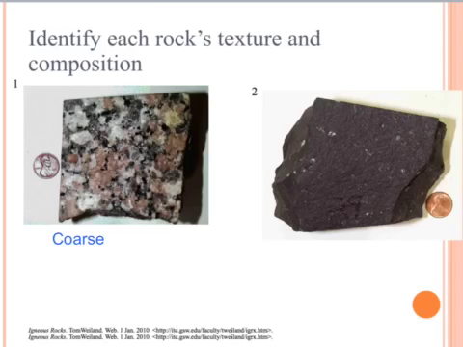Next, tell me the composition. Your choices are basaltic, granitic, or intermediate. The answer is granitic, also known as felsic. The reason for this is because of the pink mineral. The general rule of thumb: if there's any pink in a mineral, it's going to be considered granitic or felsic.